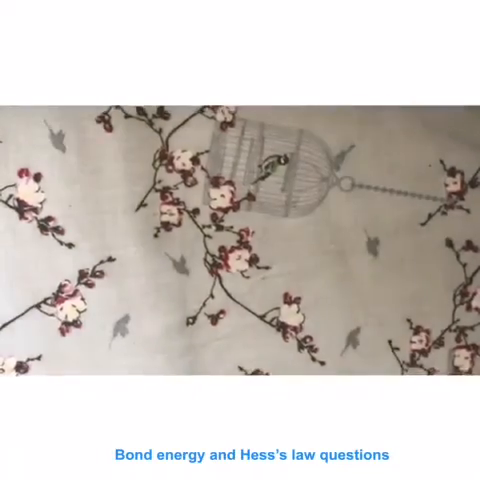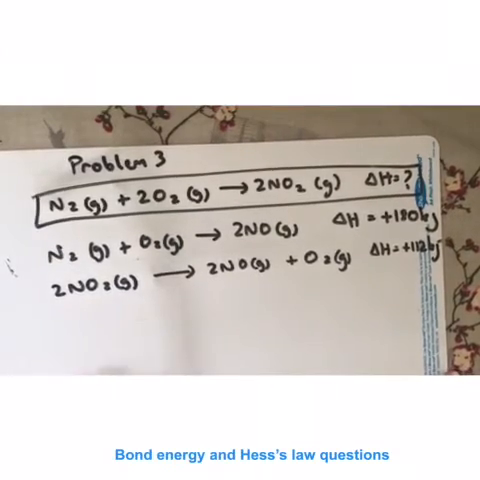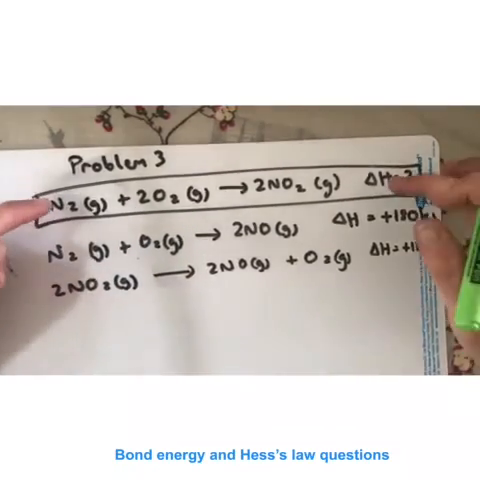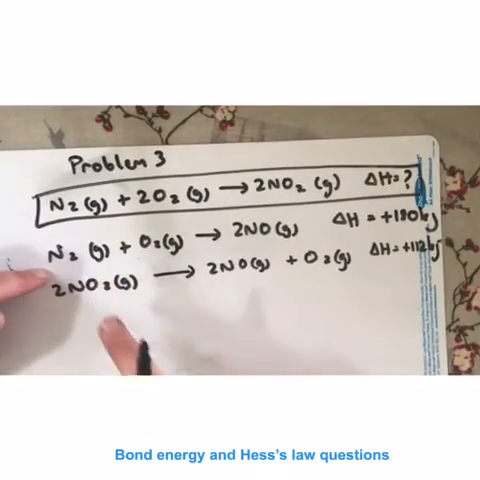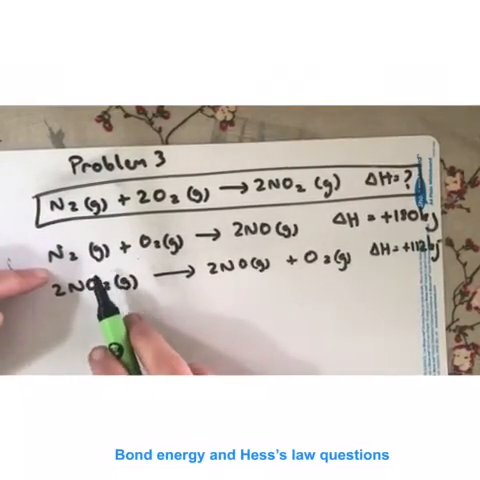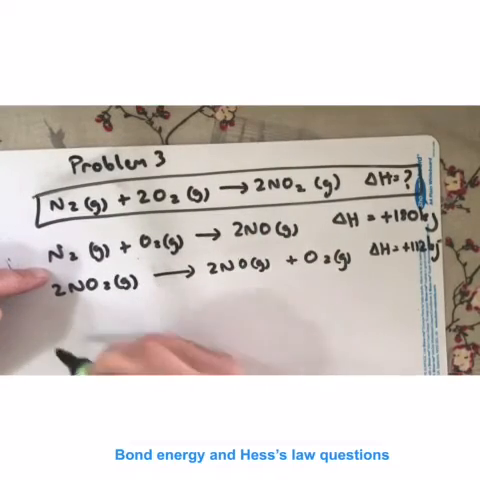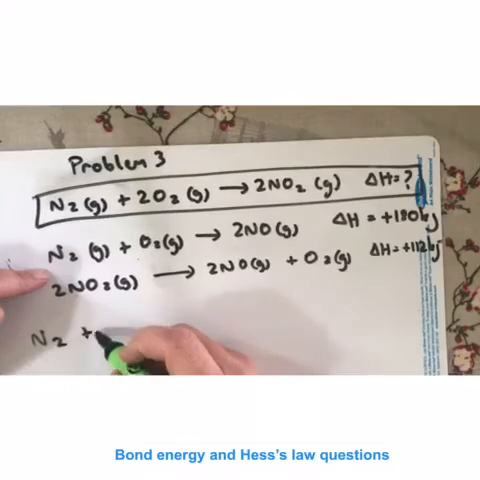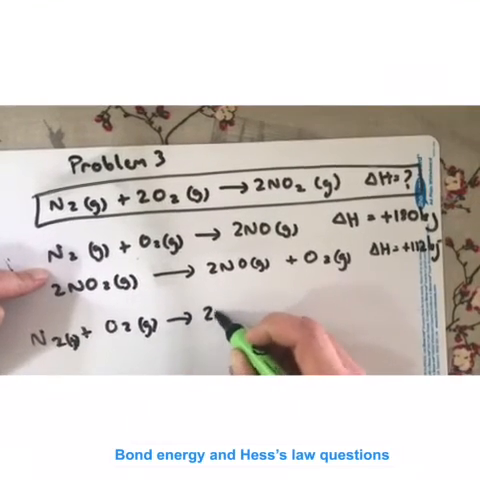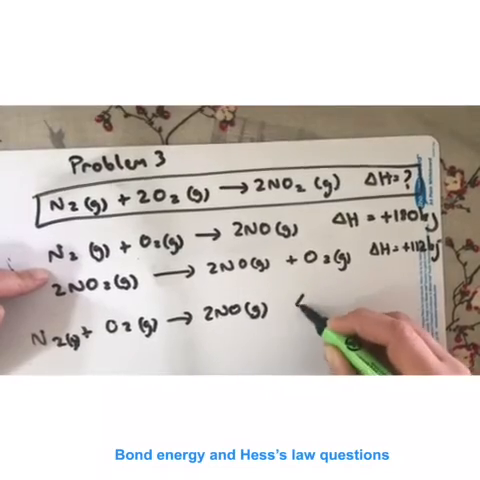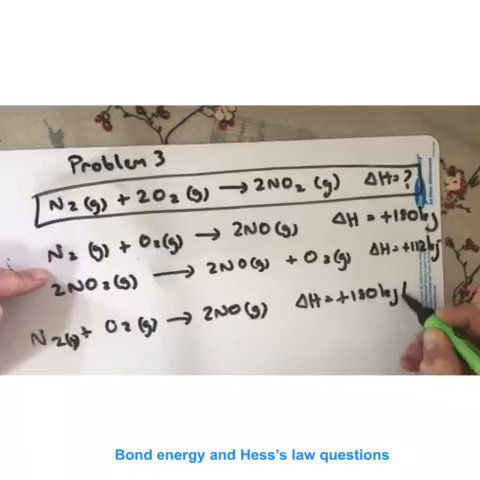Now our third problem there, ladies, is here. We have to try again and make up this equation from these two equations given to us. So our N2 is on the right side here, that's okay. Our 2NO2 should be on the product side, so we're going to have to invert the second equation. So it's going to be pretty standard: N2 gas plus O2 gas, arrow, 2NO gas. For that delta H, you don't need to change anything, plus 180 kilojoules per mole.